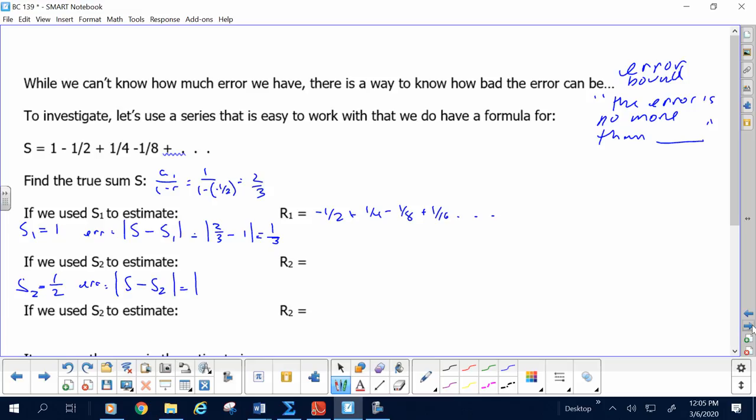because I don't care if it's an over or underestimate. I just want to know how much it's off. So that's why the absolute value, don't sweat those too much. What is the difference? 2/3 minus 1/2? 1/6. Would you show me the remainder R2, or what are all the terms I left off there?